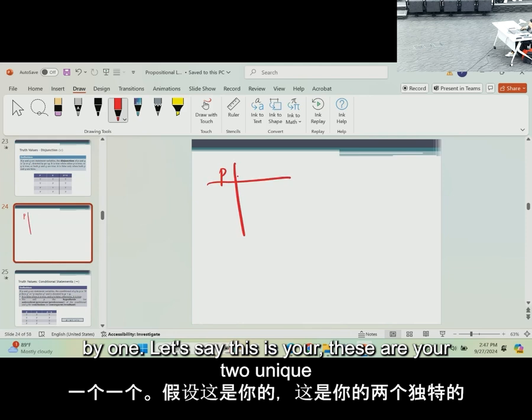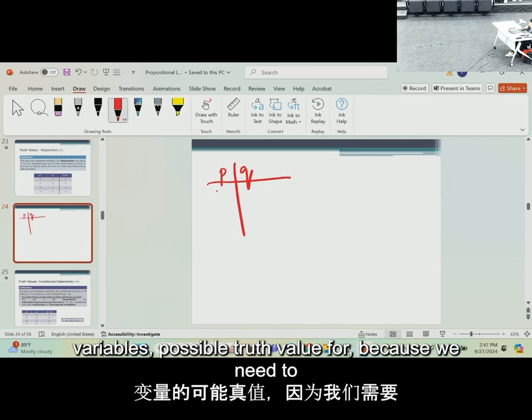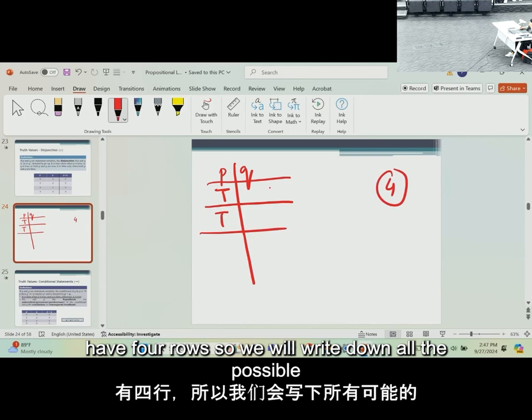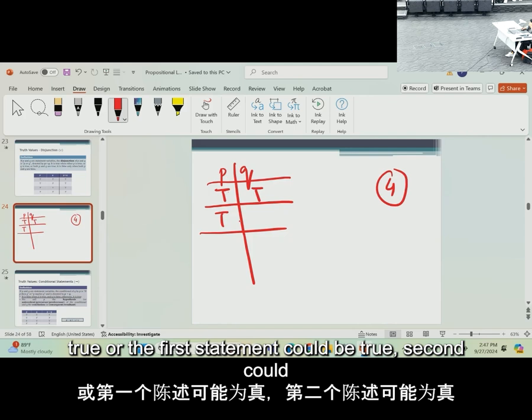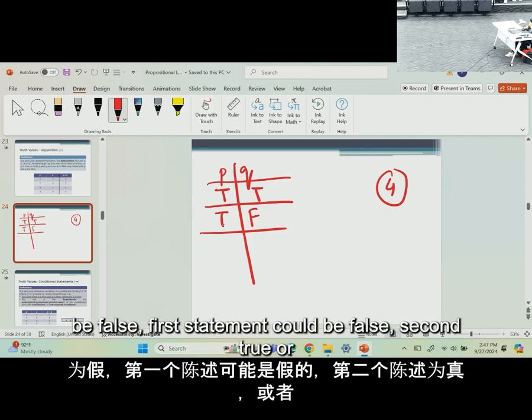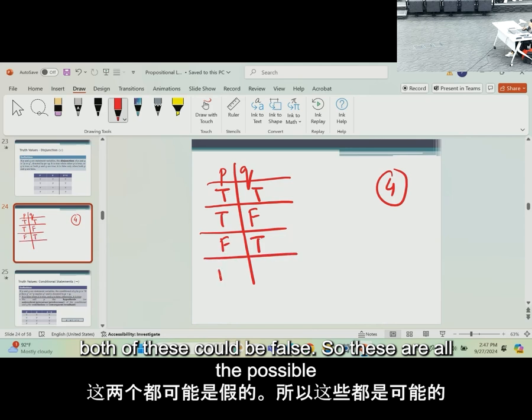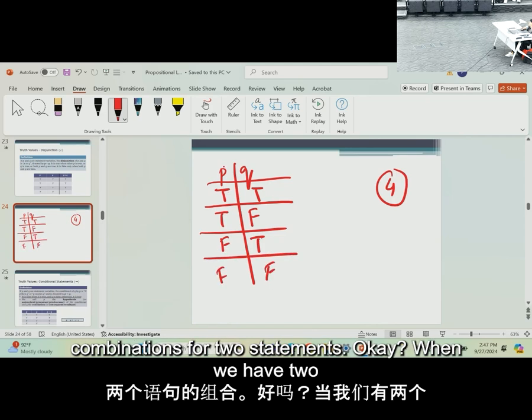Let's say these are your 2 unique variables. Possible truth values, because we need to have 4 rows, so we will write down all the possible combinations. Either both the statements could be true, or the first statement could be true and the second false, or the first false and the second true, or both could be false. So these are all the possible combinations for 2 statements.